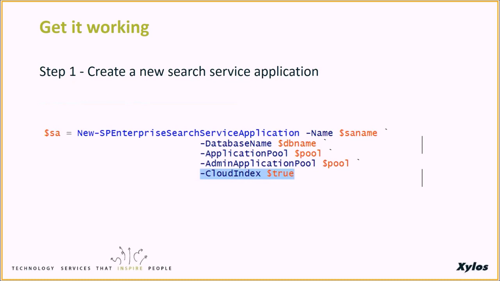Creating one is pretty straightforward with PowerShell. It's just the traditional way of doing it, apart from the fact that you have to include a new parameter, and that's CloudIndex. CloudIndex equals true. And that's the only thing that you have to change in your existing setup scripts. You don't have to change anything else but this. So in your New-SPEnterpriseSearchServiceApplication commandlet, include CloudIndex equals true, and that CloudIndex parameter was first included in SharePoint 2013 in the August 2015 CU, and that's why you need these cumulative updates to make this parameter work.